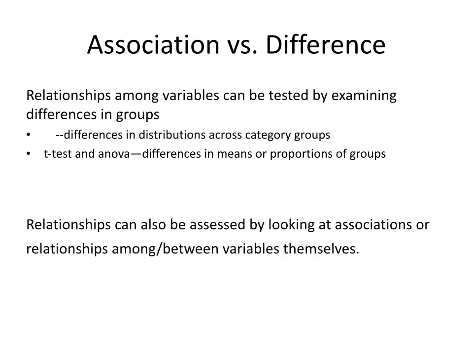Previously, I've talked about looking at differences in groups, either differences in distributions across category groups, which the chi-square test examines, or differences in the means or proportions of groups, which t-tests and analysis of variance examined. An alternative is to look at relationships by looking at the associations or the shared variance among or between pairs of variables.